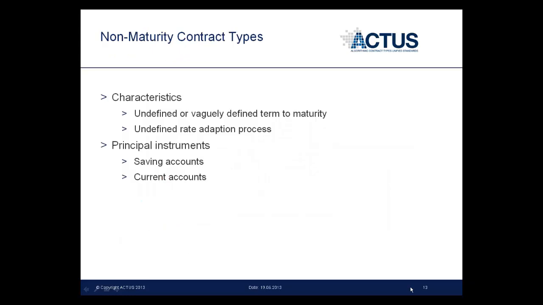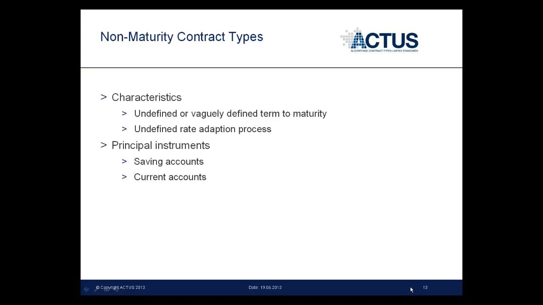Non-maturity contract types are all those financial contracts with fuzzy or vaguely defined terms. Money can be recalled anytime with or maybe without restrictions, and banks can change their interest rate terms at will. A typical example of this group is the saving account, as found in many countries. Current accounts are another example. In countries like Switzerland, even some mortgages follow the same pattern.